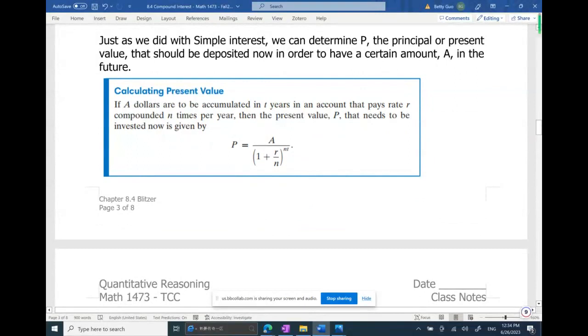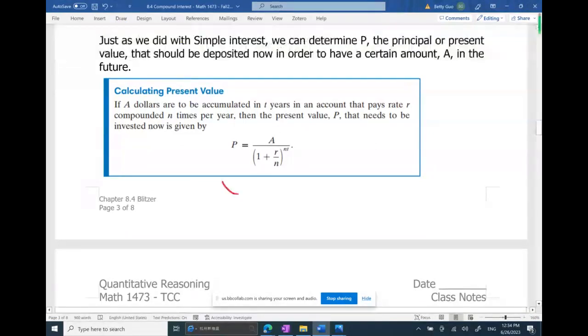What if we have a compound interest problem, but the problem is not finding accumulated balance A, the future value of the account? Instead, we told you the future value that the owner of the account wants to achieve, and how do you determine the original principal? So this is the formula.